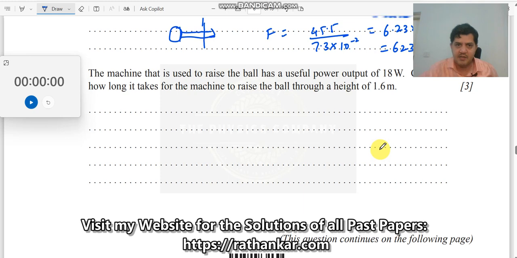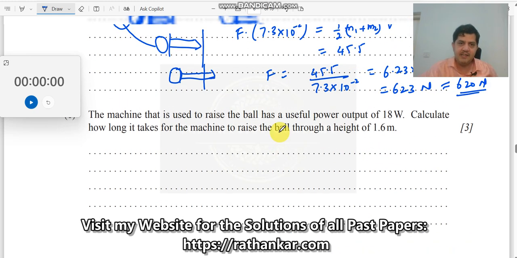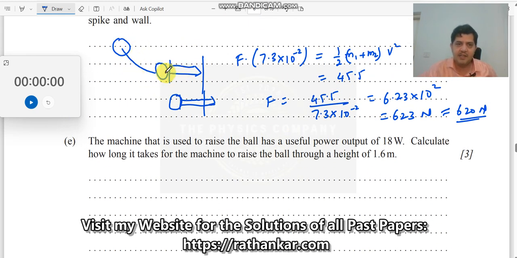What is this power actually here? You had to raise this ball from here. The ball was actually here. You raise this ball upwards. So it is 18 watts. This has already been given. And then calculate how long it takes for the machine to raise the ball through a height of 1.6 meters. How much time do you need to take this ball from here, lift it and keep it over here? That's the question over here. So what is the time required?